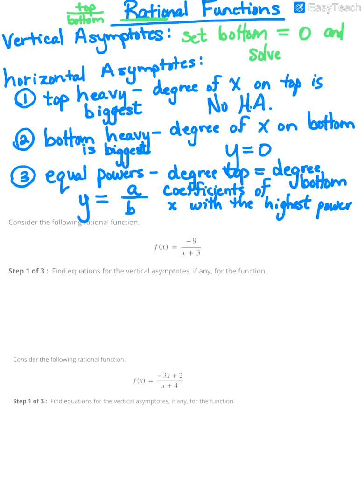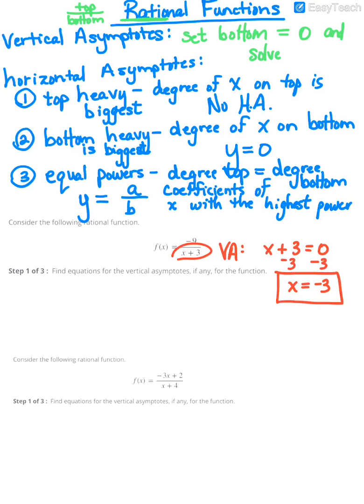So now let's take a look at some examples. In this first one, we are looking at -9 divided by x plus 3. So I'm going to start with the vertical asymptote. These questions will have 3 steps, so they'll start with vertical. So we take only the bottom of the fraction, and we're going to set x plus 3 equal to 0 and solve it. So if I'm getting x by itself, I'll subtract 3 on both sides, and in this case my vertical asymptote is x equals -3.